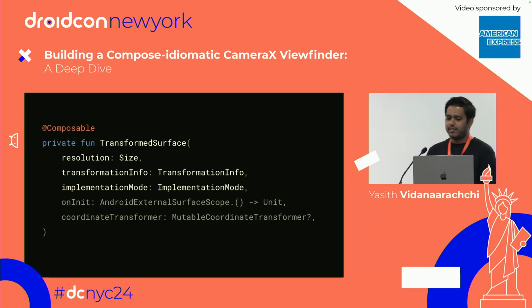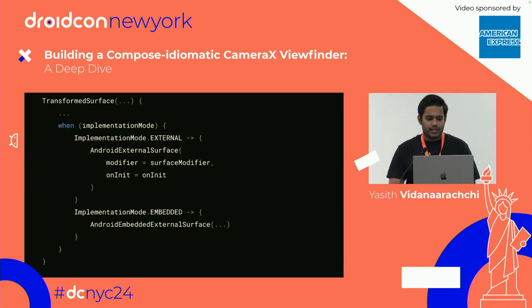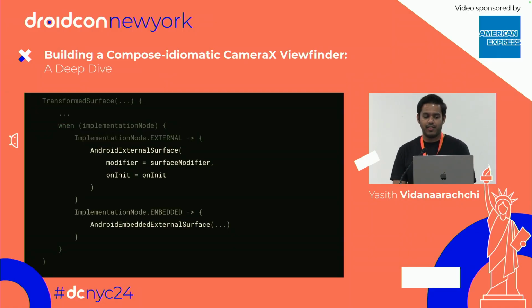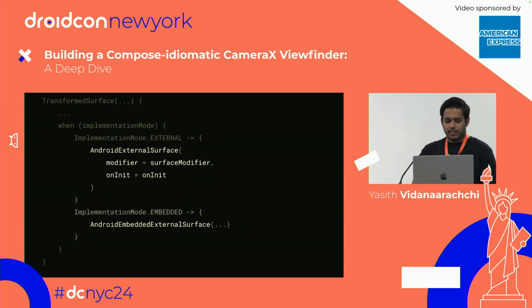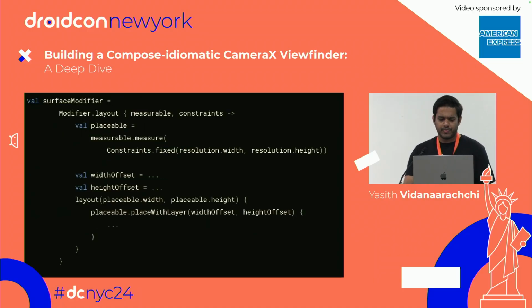So in order to do this, let's make a child composable, which we call a transformed surface. For this one, we just send the resolution and the transformation info we got from the surface request, along with the implementation mode that the users requested. The first objective is for us to create a surface, and depending on the implementation mode, we will either create an Android external surface or an Android embedded external surface. You'll notice that we are passing a modifier into these surfaces, so let's see what this modifier is about. All right, so here we create the modifier that we are going to pass on to the surface.